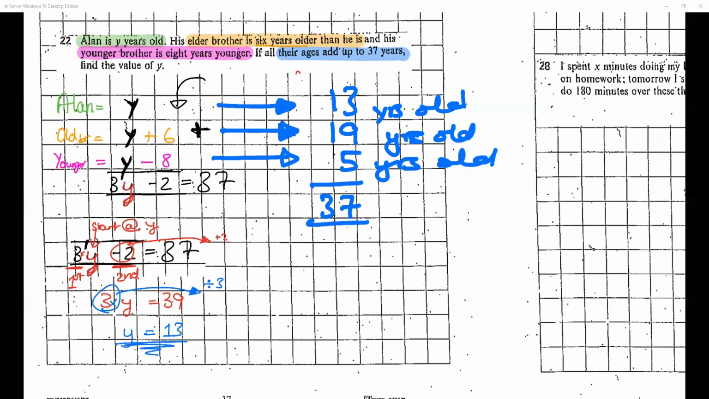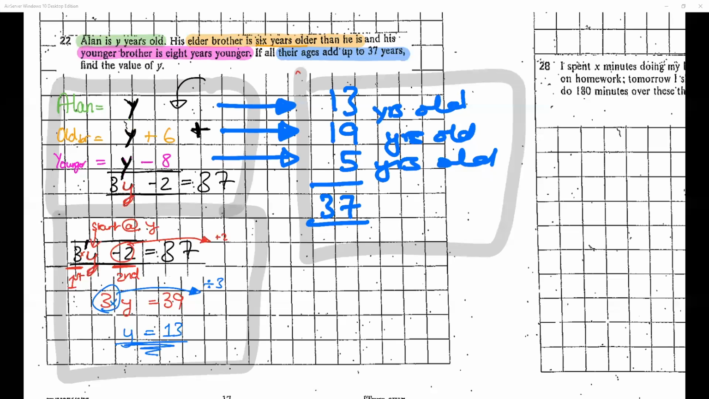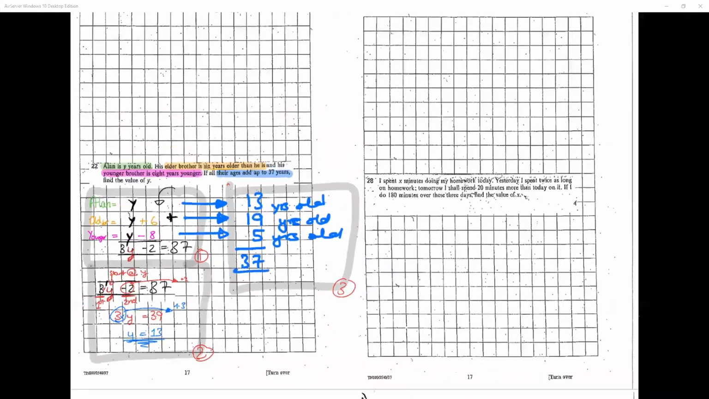So if you look at the elements of this question, this question has the first part, which is making the equation. It has a second part, which is solving the equation. And the third part, which is giving us the ages of each person, what we just worked out. So it's got three definite parts to it. 1, 2, and 3.